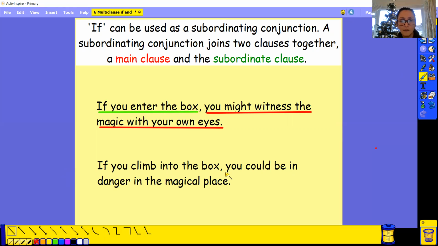So well done if you said you could be in danger in the magical place. So that bit makes sense by itself. And the subordinating clause is at the beginning again: if you climb into the box, okay? Because remember, that doesn't quite make sense by itself. You need the main clause for it to all make sense and to make a subordinating clause.